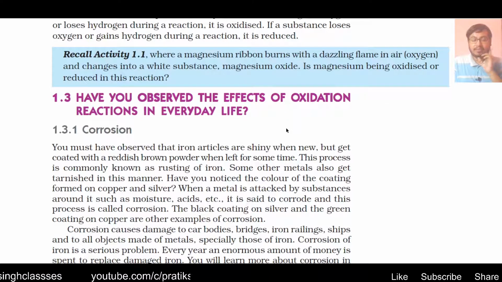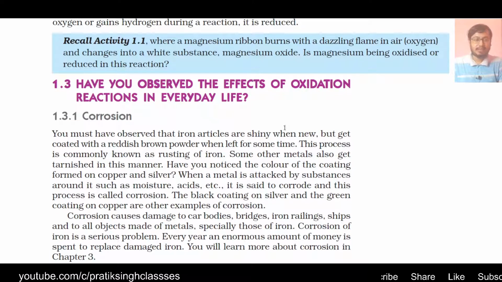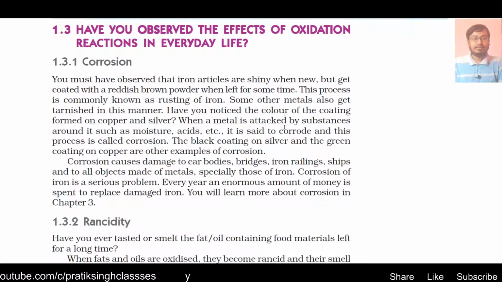In the previous video we studied oxidation and reduction with examples and balanced equations. Here we will see section 1.3. Have you observed the effects of oxidation and reactions in everyday life? So let us start today's video tutorial.